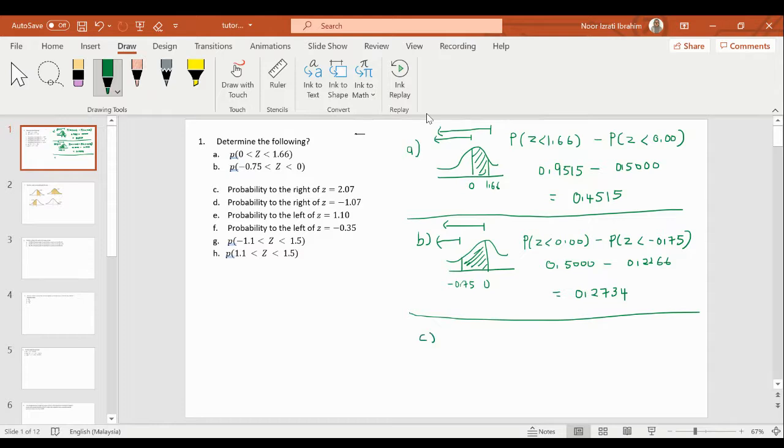The C, to find the probability on the right of the Z. So right of the Z means probability when Z greater than 2.07. So when you draw the curve, right of the 2.07 is this area. So by using the table, it will be 1 minus probability Z less than 2.07. That will be 1 minus 0.9808, and the answer is 0.0192.